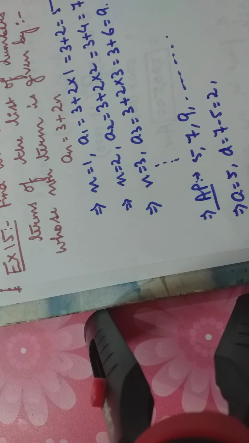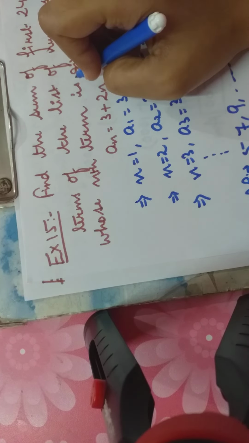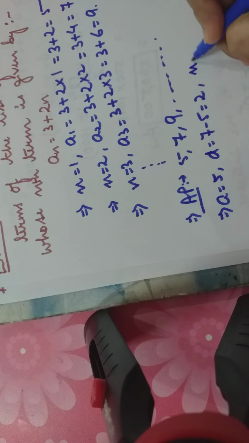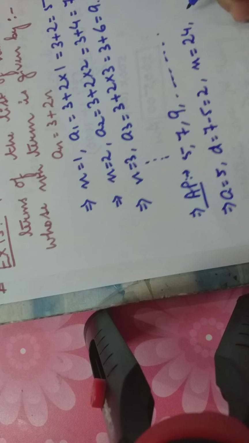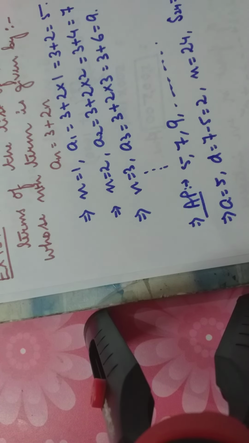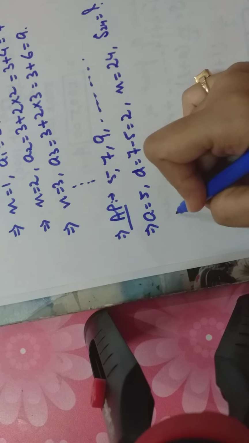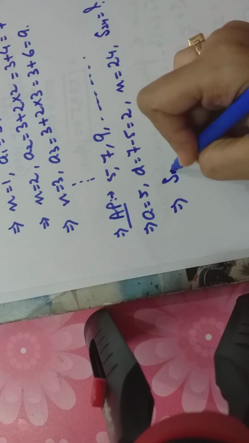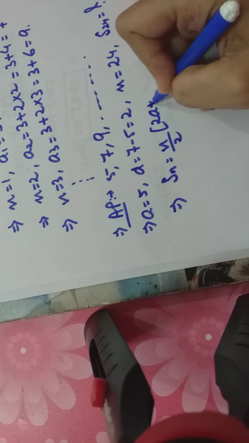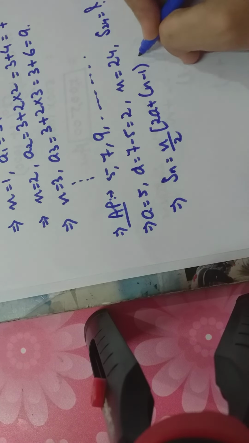Since we have to find the sum of first 24 terms, the n value will be 24. The sum we have to find is S24. Okay, so the Sn formula is what? Sn equals n by 2 into 2a plus n minus 1 into d.